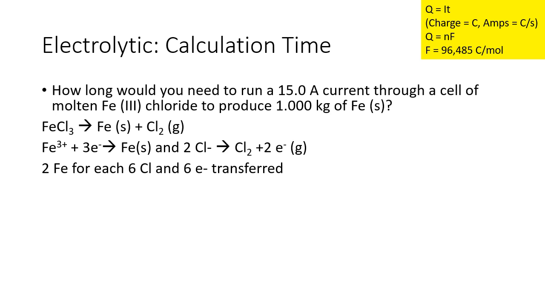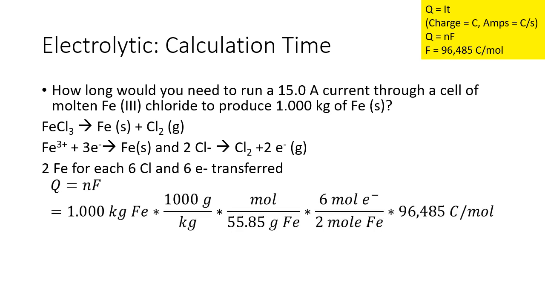We're going to start with Q equals nF because we have moles of electrons in a ratio with iron, and we need that because we want to make 1 kilogram of iron. So we calculate how many moles are in that kilogram, and then we convert from moles of iron to moles of electrons, and that is the n that we will put into Q equals nF. So here we go. 1,000 grams divided by the molar mass of iron times the 6 electrons over 2 moles of iron. All of the rest of the stuff except for moles of electrons cancels. We multiply that times Faraday's constant, and we get 5.129 times 10 to the 6th.